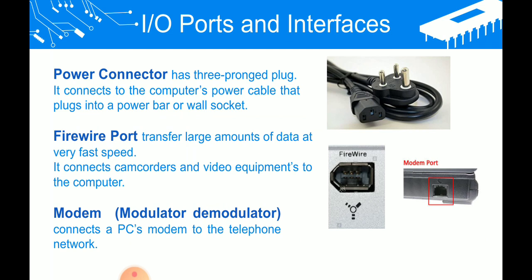So normally in a phone or in the system, the data transfer will be maximum 10 MB per second. But if we use the data transfer through firewire port, the data transfer will be 400 MB to 800 MB per second speed of data will be transferred.